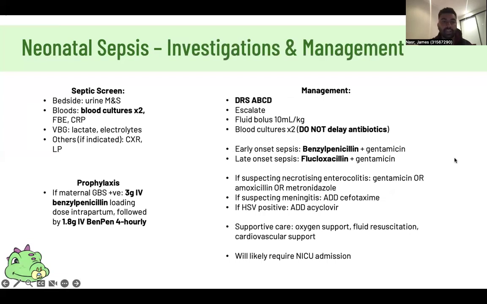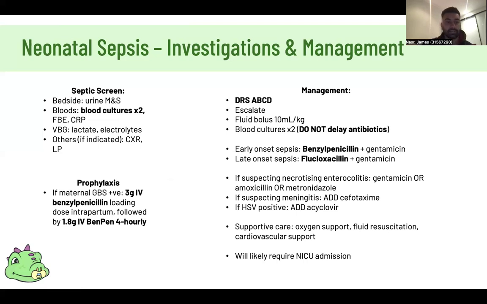So for the workup of neonatal sepsis, obviously doing your septic screen, so bedside, that should say urine MCNS, but that's very important. Bloods, trying to take 2 blood cultures, and we'll talk about that in a little bit. But that is the most important part of your management or investigation, sorry. And then doing just your basic bloods, your FBE and CRP.